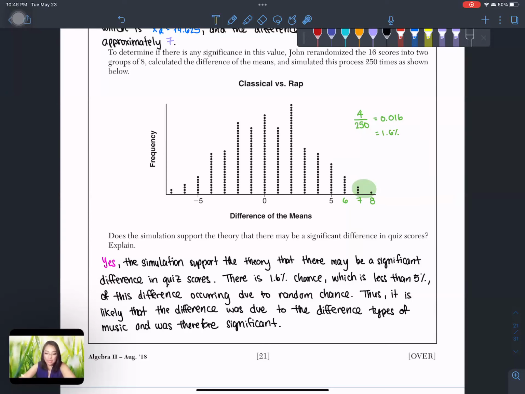So we're going to say, does the simulation support the theory that there may be a significant difference in quiz scores? Explain. Yes, the simulations support the theory that there may be a significant difference in quiz scores. There is a 1.6% chance, which is less than 5%, of this difference occurring due to random chance. Thus, it is likely that the difference was due to the different types of music and was therefore significant.